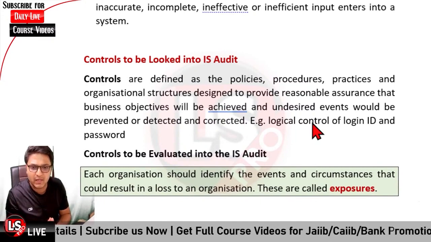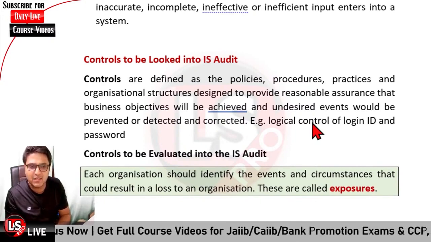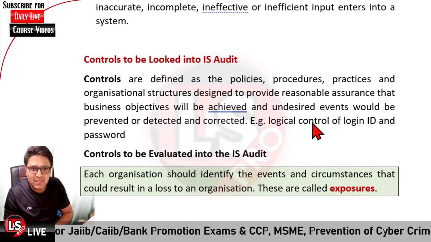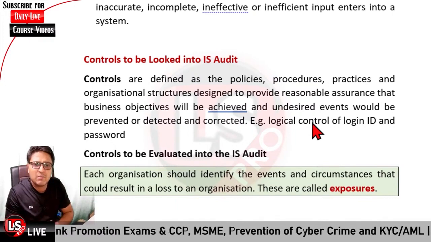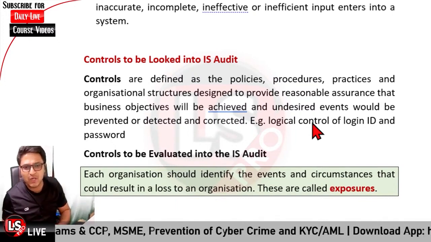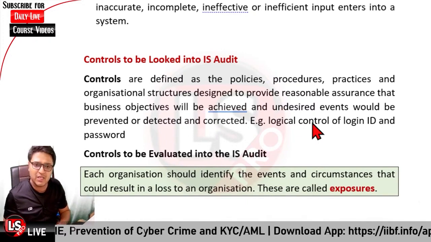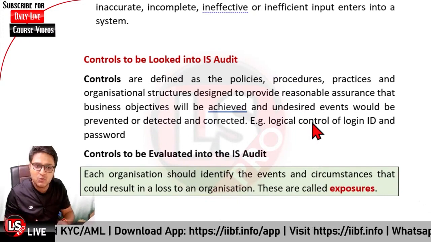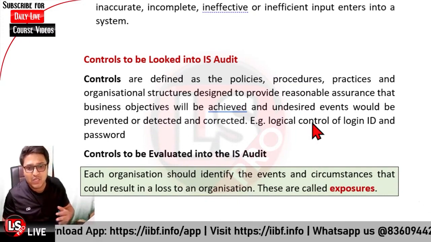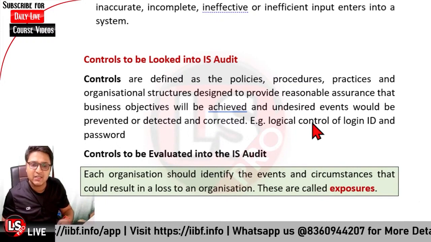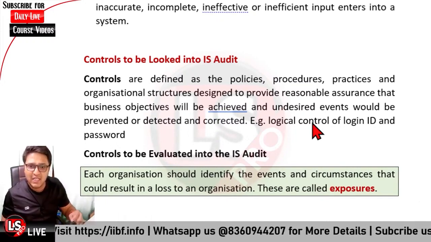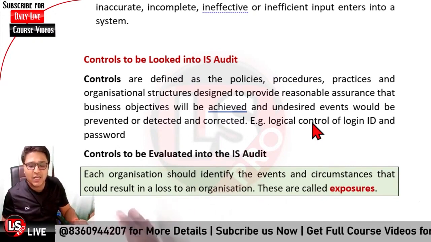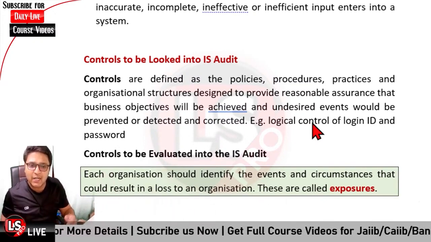Control is a policy. If we look at the ground level, what is control? Control is the policy. It is a procedure, practices which are designed to provide reasonable assurance. Whenever we are working as a corporate organization, we require an assurance that whatever information systems we are using are safeguarded, data integrity is maintained, and further if any event occurs, we have the capability to detect it and to prevent it.